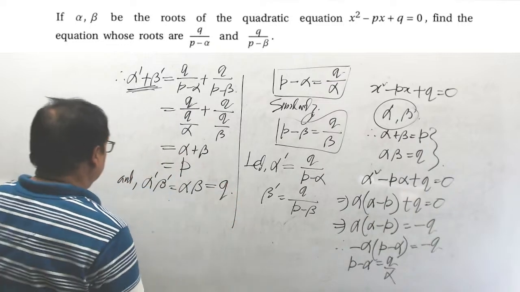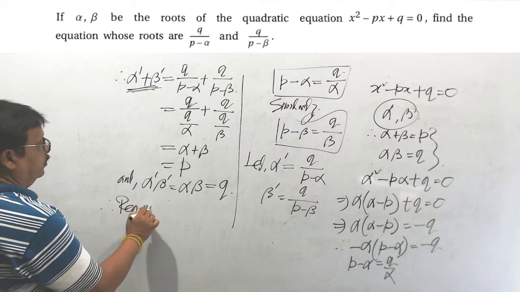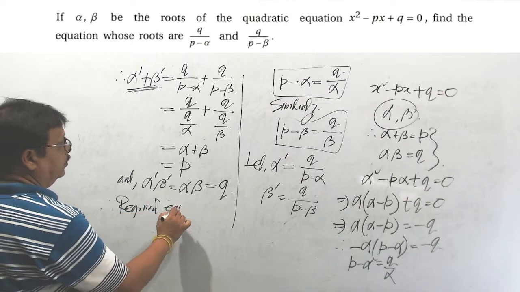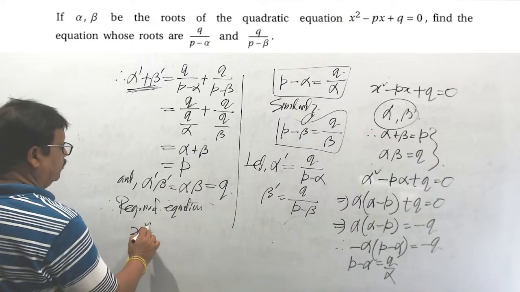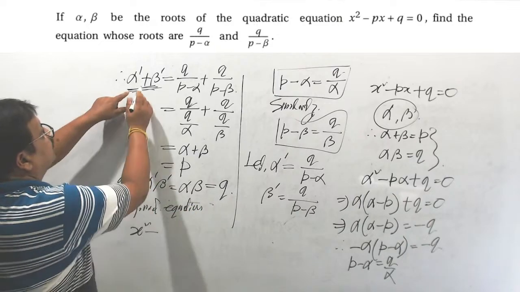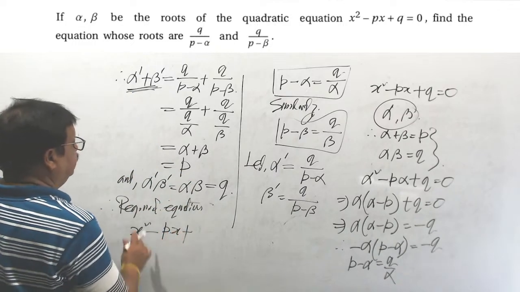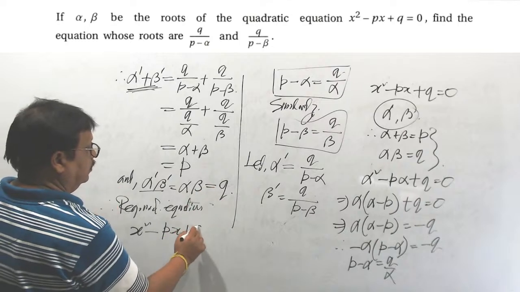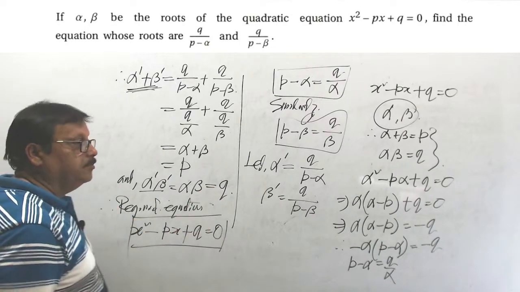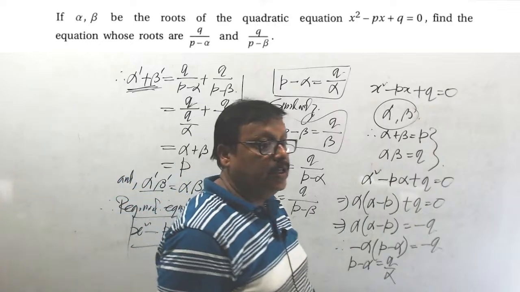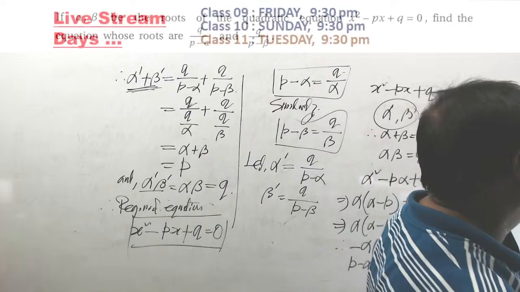Understood? Therefore, required equation: x square minus sum of the roots p into x plus product of the roots q equal to 0. This is the required equation. This is the answer. Understood? Go to the next problem.